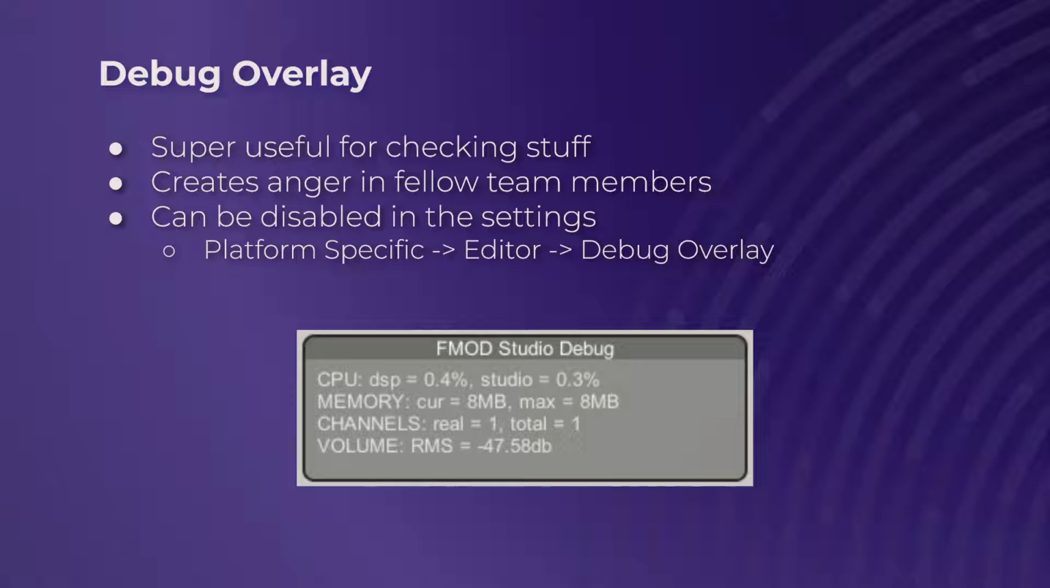You go into the settings for FMOD. So you click the drop down at the top of the window, FMOD. You go into the settings there. You go under platform specific, editor, debug overlay, and just toggle it on or off. But it's super useful for us if you want to use it. Like it tells you everything you need to know. It's basically a mini profiler.